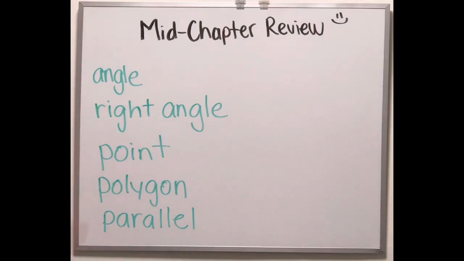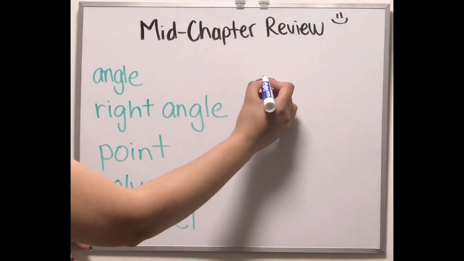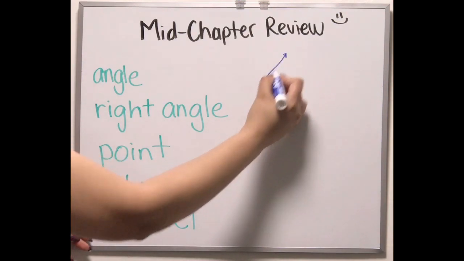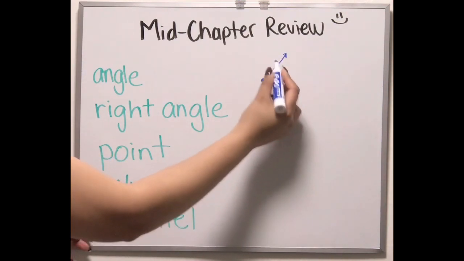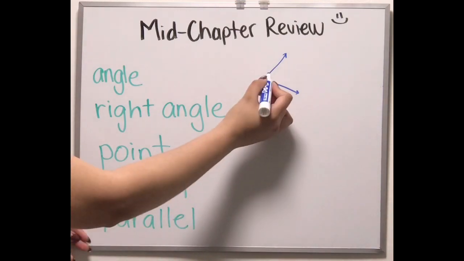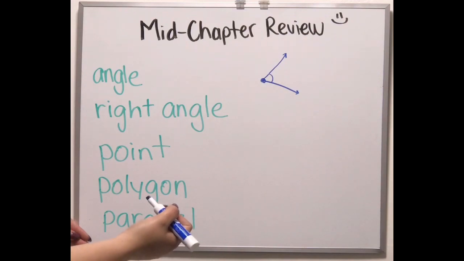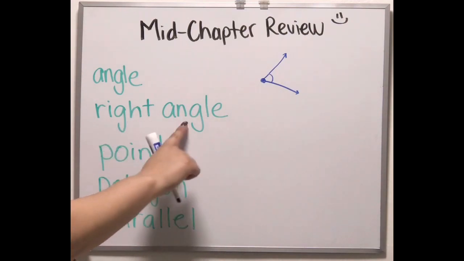Let's start with angle. Remember that an angle is formed by an endpoint and 2 rays. So these 2 rays are sharing this endpoint right here. Okay, that's the way you form an angle. And remember, there are different kinds of angles, like we have the right angle.